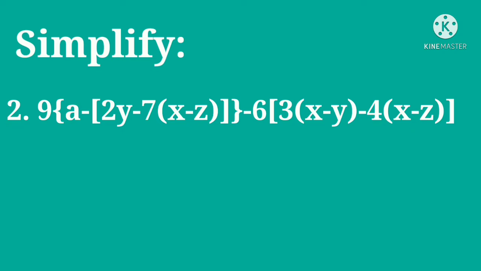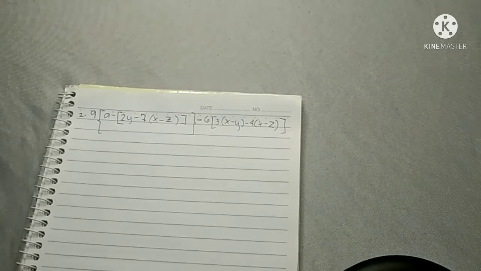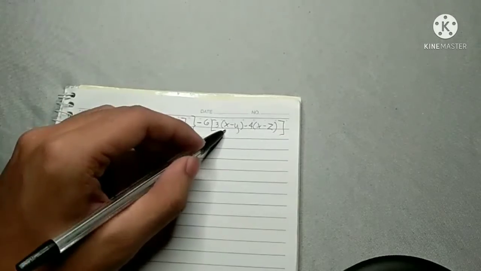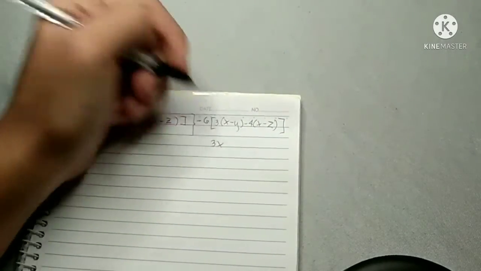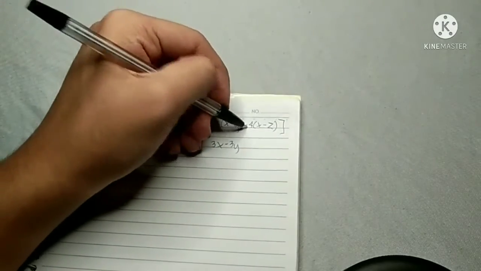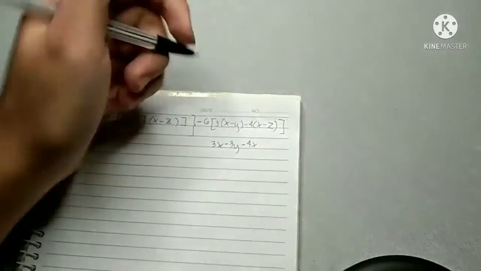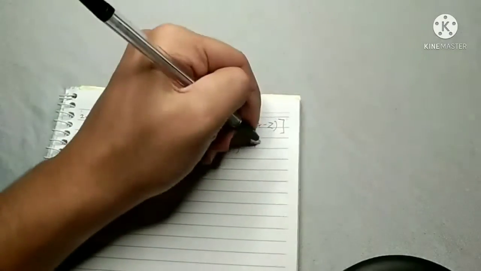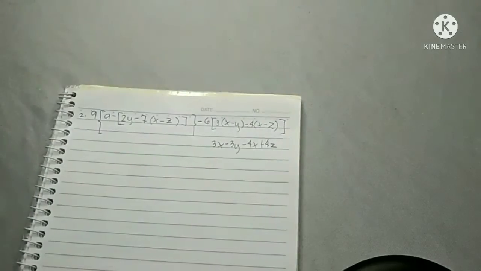And now for our next equation to be simplified, we have this: 9(a - (2y - 7(x - z))) - 6(3(x - y) - 4(x - z)). To solve this equation, we need to simplify from left to right. So 3 times x is 3x. Then 3 times negative y is negative 3y. Then negative 4 times x is negative 4x. Then negative 4 times negative z is positive 4z.